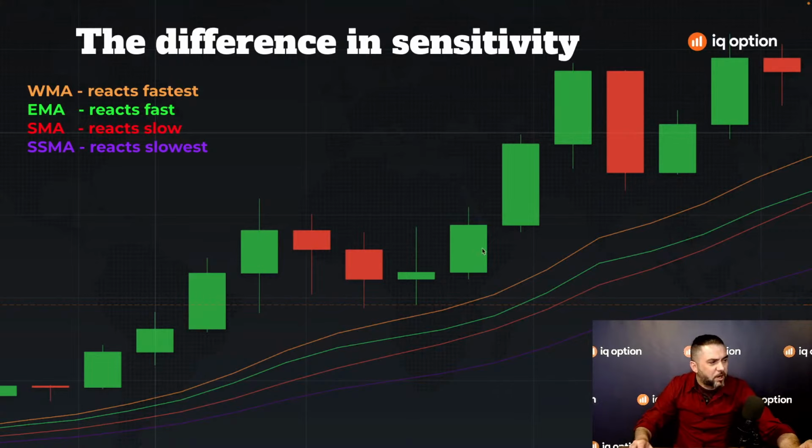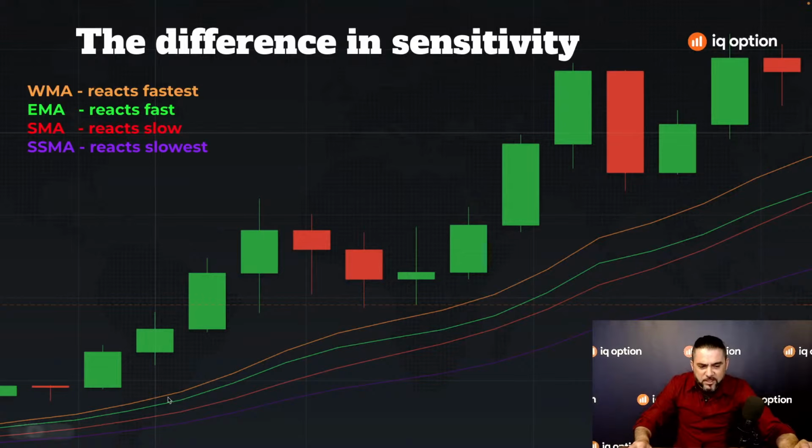The charts are moving, the candles are moving in this example, they're moving upwards, and you see underneath in comparison here as well, these 4 lines. These are how they will look on the platform. As I mentioned before, SSMA is the slowest to react, and it's way down here on the bottom. Then the SMA highlighted in red is the second one to react. Then is the EMA in green, and then the fastest one is the WMA.